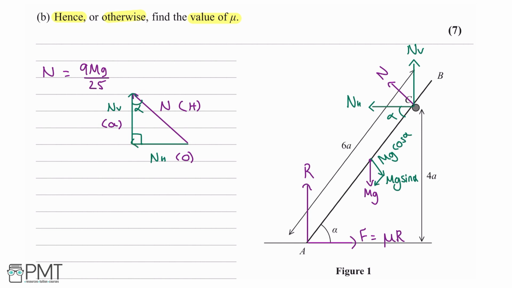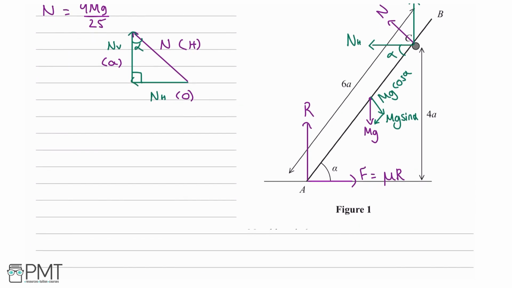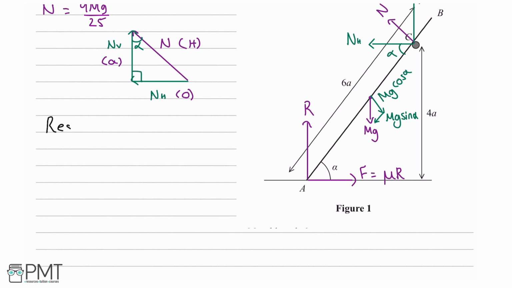Okay. So now that we understand how to split our normal reaction force into its horizontal and vertical components, we can start by resolving our forces. So to begin with, I'm going to say resolving horizontally. It doesn't matter which one you start with, you can do horizontal or vertical first. I'm just going with horizontal because that's the way the mark scheme has done it. To resolve horizontally, you need to make sure all the forces acting to the right equal all the forces acting to the left.